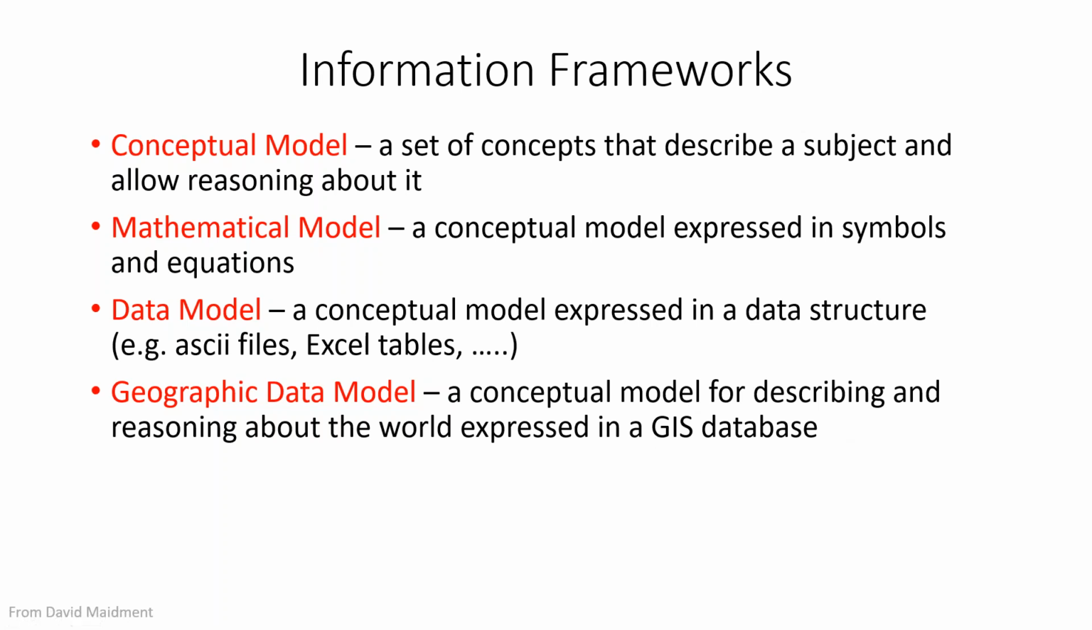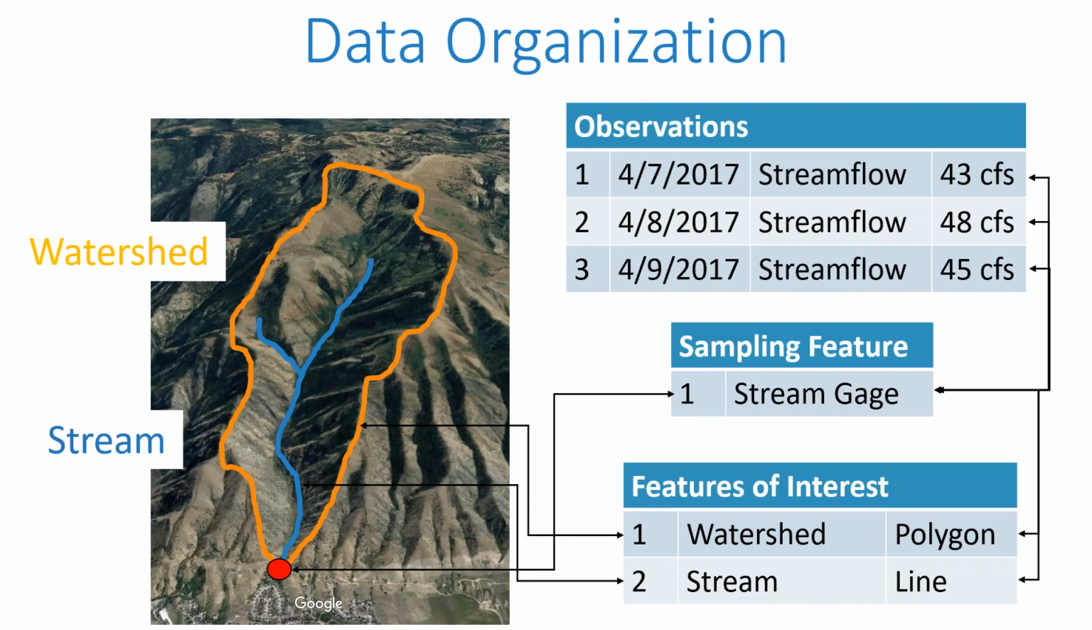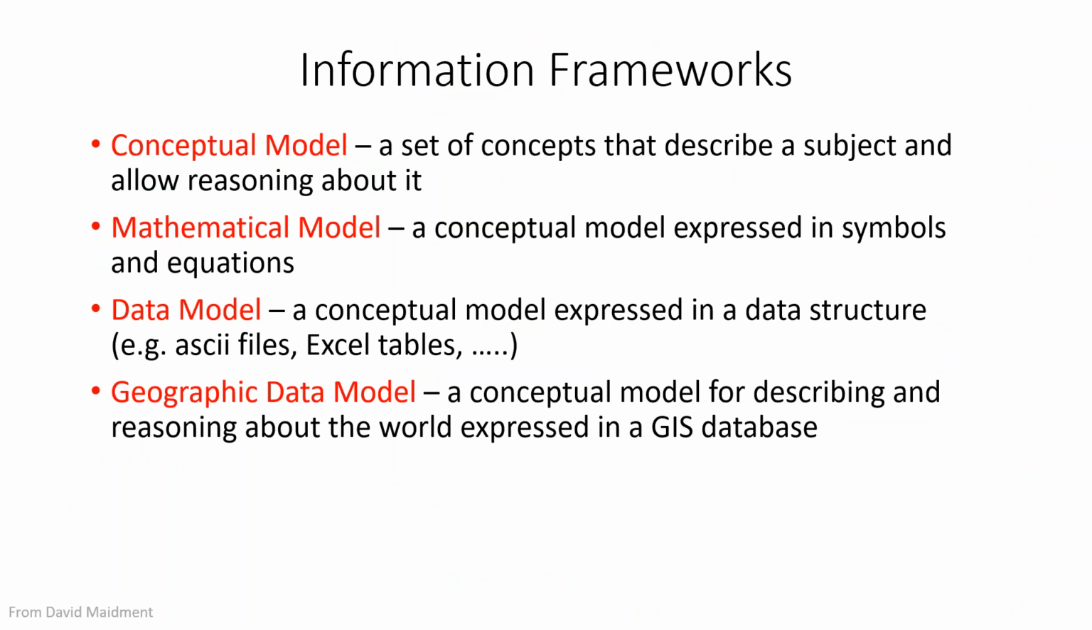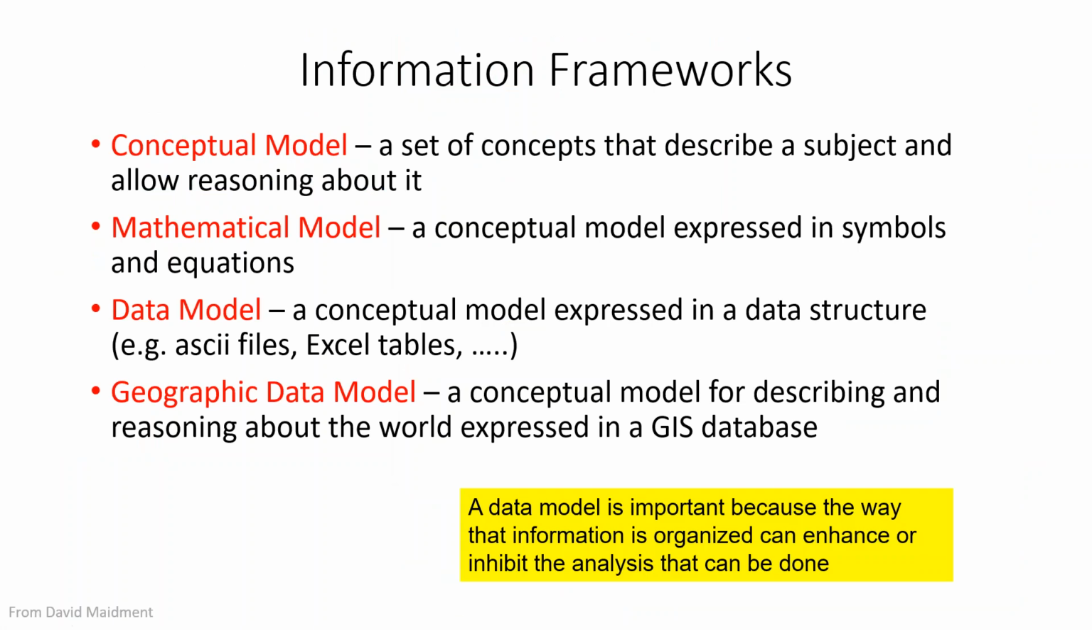So it all starts from conceptualizing what it is we're working with. So in this idea, we conceptualize to be working with a stream gauge, with streams, and a watershed. Those are concepts that exist before you go to the computer encoding of them. And a data model is important because the way that the information is organized can enhance or inhibit what you can do with it.